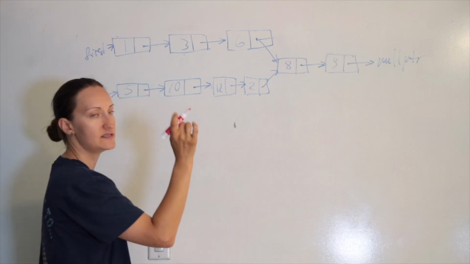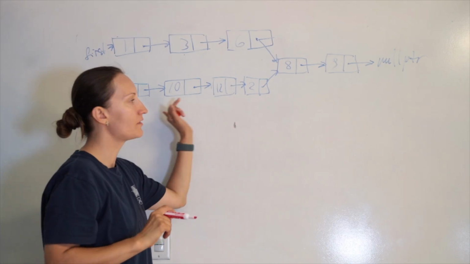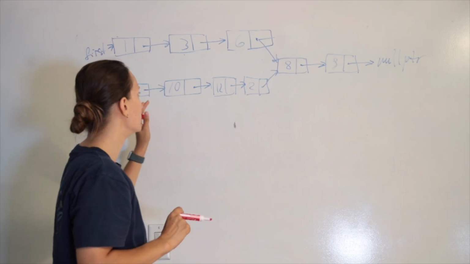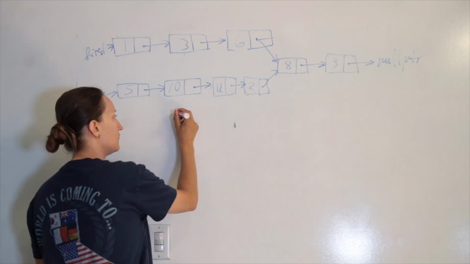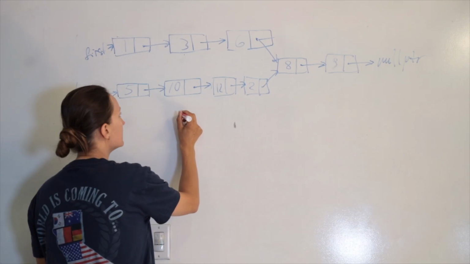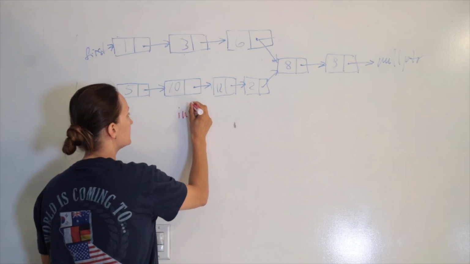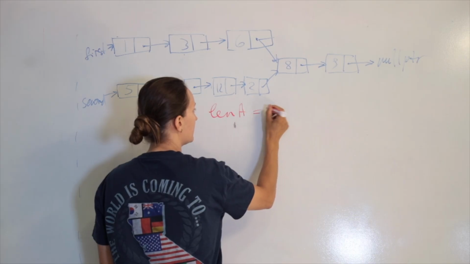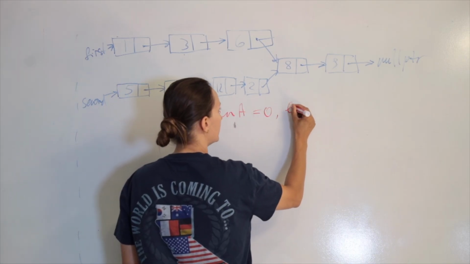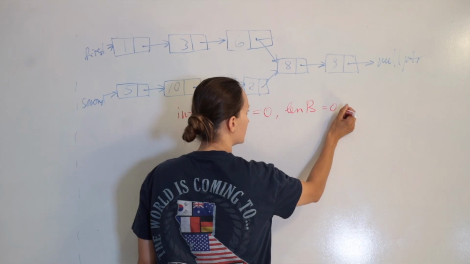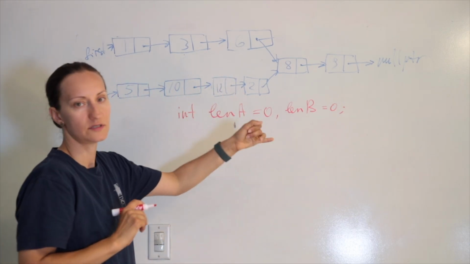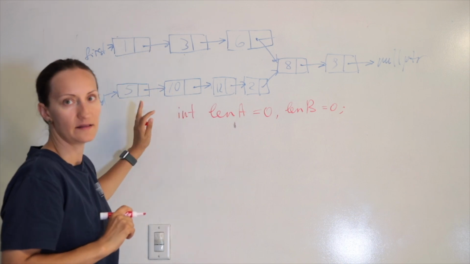I will not write this down. We have to figure out the length of each of the lists. We have to count our nodes. For this reason we need two variables, int len a equals 0 and len b equals 0. So we will count each node in the first list and in the second list.